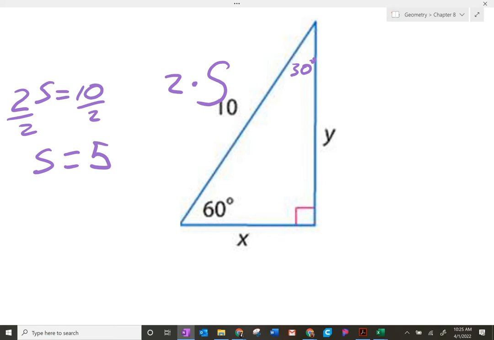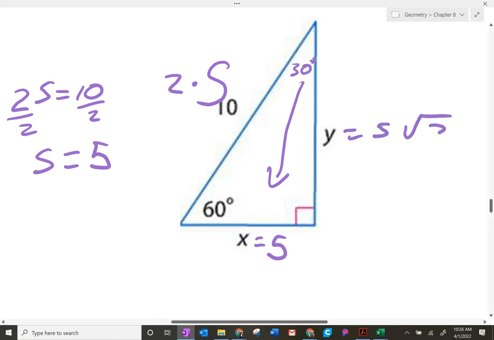Okay, good guess. I want to look straight across from the 30. So straight across from the 30, I'll do this. And this one is straight across from the 60. So I want to look straight across from the 30 to find my S. So X is going to equal 5. To find the other leg, I'm just going to put that same number, so the 5 times radical 3. So for Y, I'm going to have 5 radical 3.